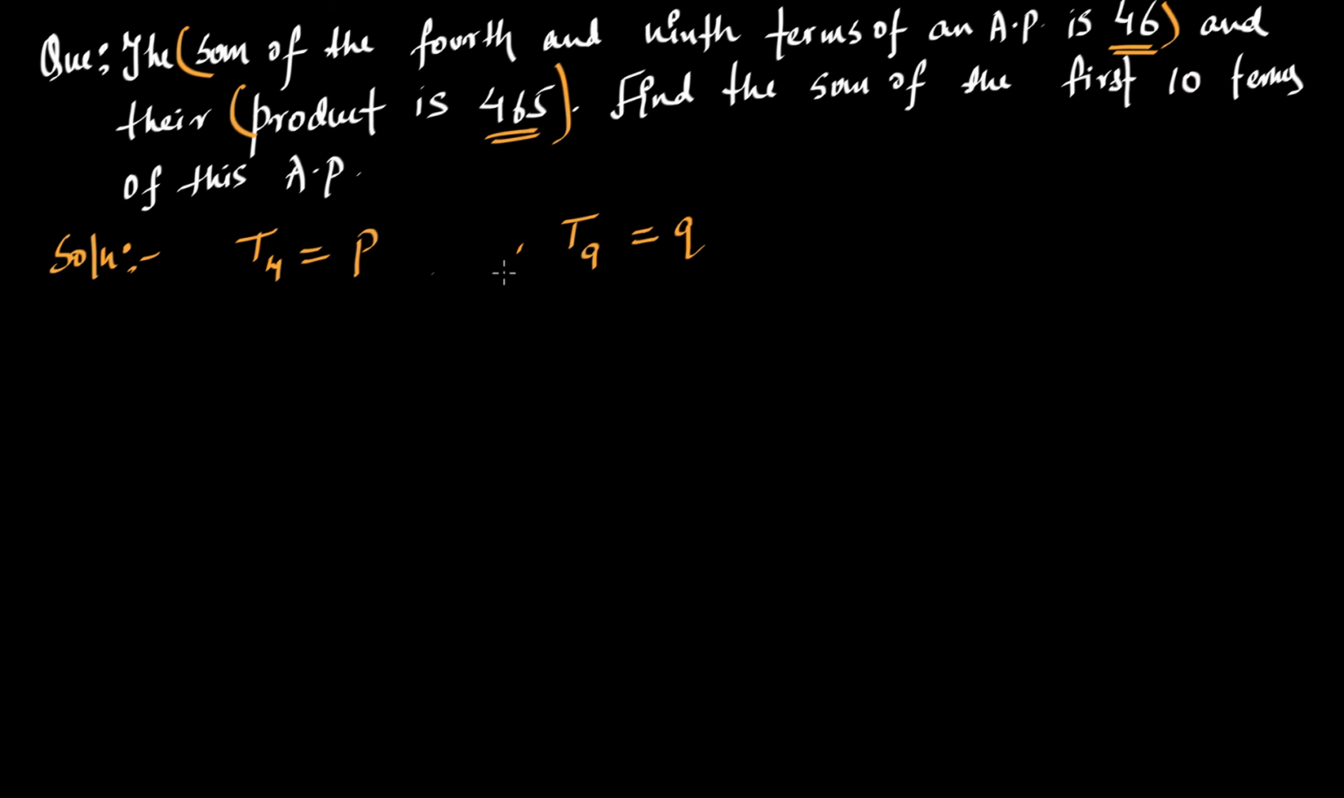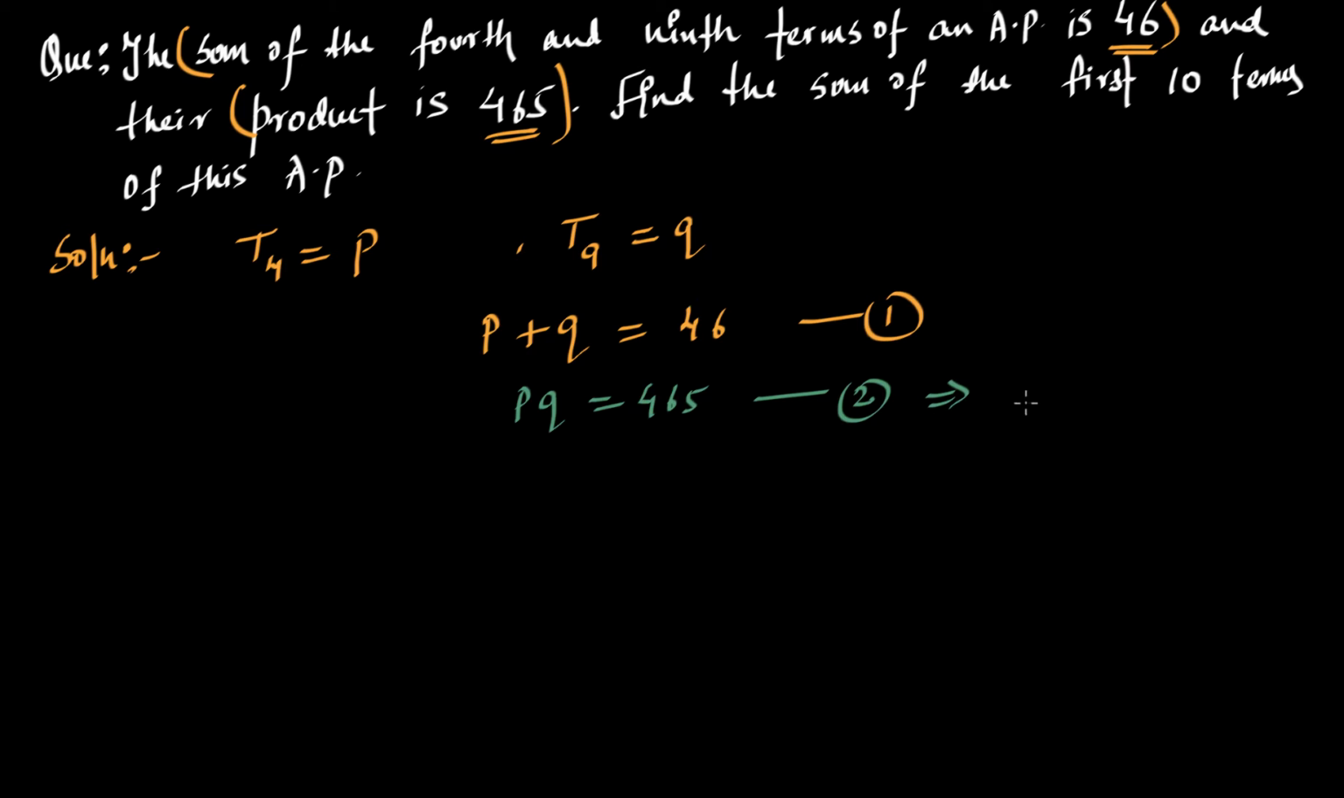So the sum of the fourth and the ninth term is 46. So the first equation is p plus q is equal to 46, right? T4 plus T9 is given as 46, so we replaced it with P plus Q is equal to 46. Second equation, the product is 465, that is P into Q is equal to 465. That is our second equation, right? So we have these two equations and two unknowns P and Q. Let us try to solve for the values of P and Q.